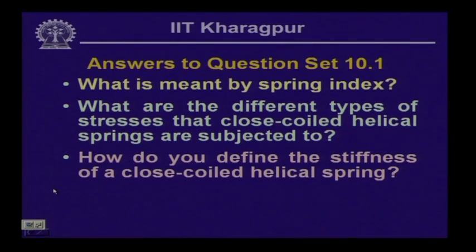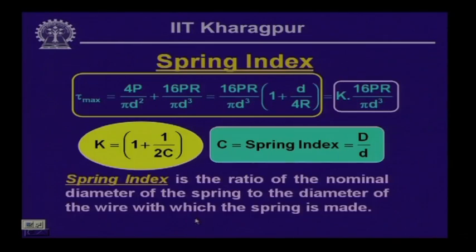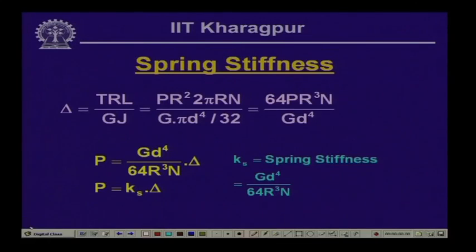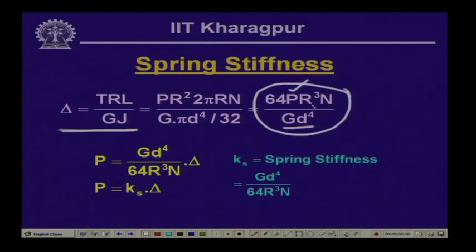Now, the last question which we had was, how do you define the stiffness of a closed coil helical spring? To answer this question, let us look into the expression for the deflection that we had derived. If you remember, for the closed coil helical spring, the deflection delta because of the action of the axial load P was 64 P R cube n by G d to the power 4, where these terms again have the usual meaning: P is the axial force, R is the radius of the helix of the spring, n is the number of turns of the spring coil, G is the shear modulus, and d is the diameter of the wire.